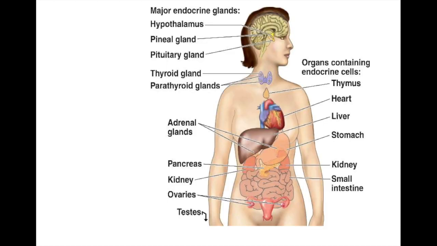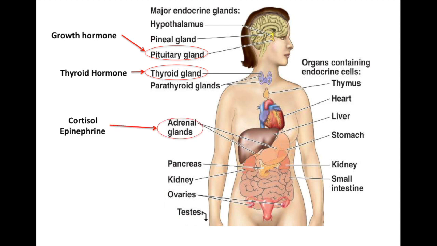Here are the places they come from. You have growth hormone coming from the pituitary gland. Thyroid hormone comes from the thyroid gland in the neck. Cortisol and epinephrine come from the adrenal glands. Cortisol coming from the cortex, epinephrine coming from the medulla. And then you have the pancreas, which secretes both insulin and glucagon.